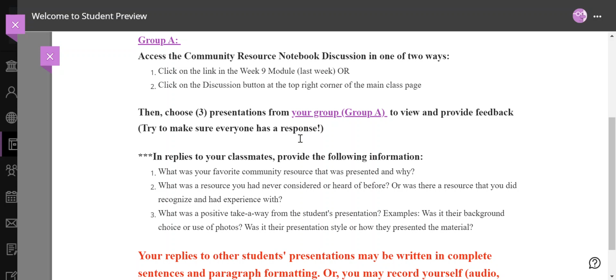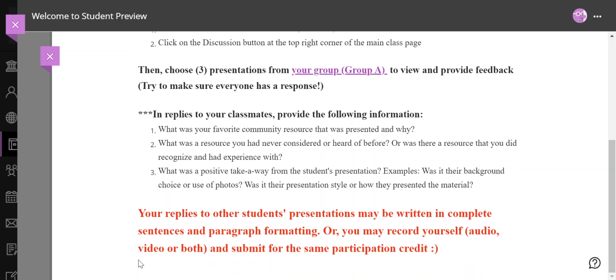So what needs to be in each of your replies to your classmates? Well, I have 3 questions for you to respond to. You can copy and paste the questions and put your answers there. You can just answer in complete sentences. You can answer by number, or again, you can record yourself in terms of giving your feedback.